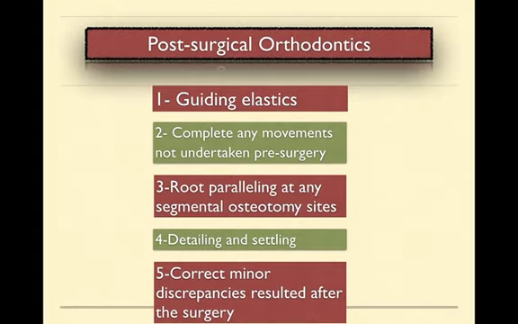The last thing to be done post-surgically is to correct minor discrepancies resulted after the surgery. So if anything went wrong in the surgery or the planning was done but it was not done 100%, sometimes we get incomplete results from the surgery, or sometimes things just happen. And this patient is an example in which everything in the planning was done correctly, the surgery was done amazingly, but the result was not good. So what happened? Let's see this patient.